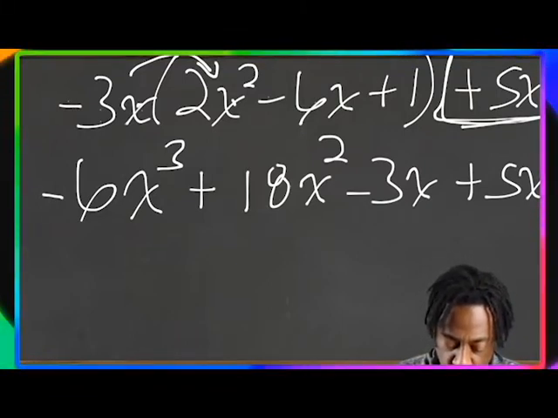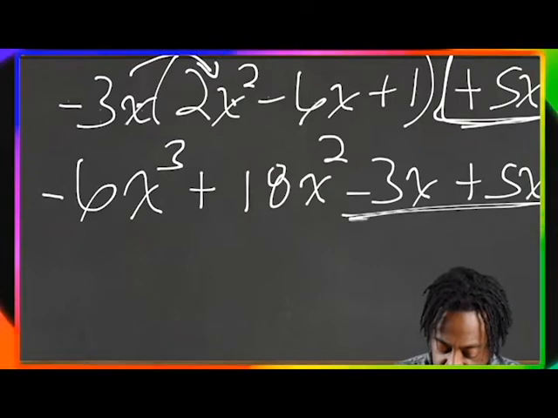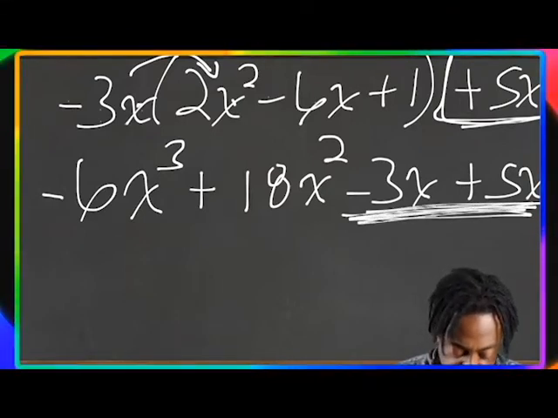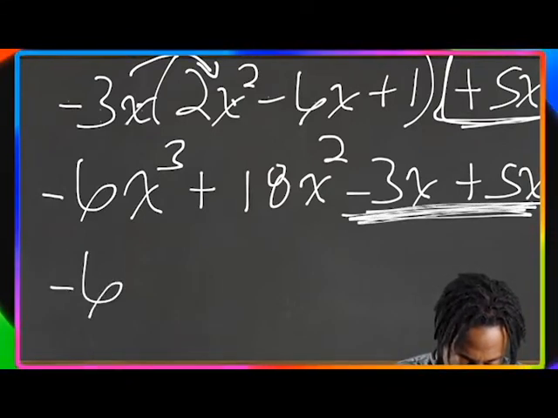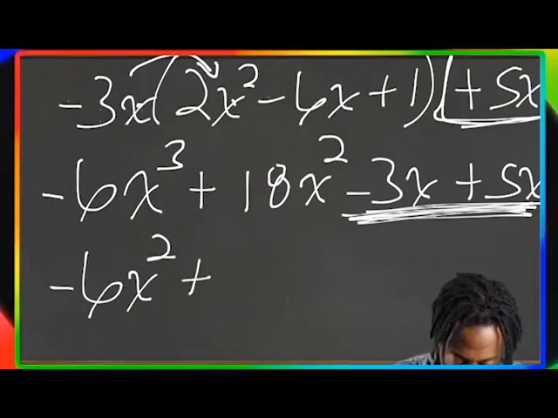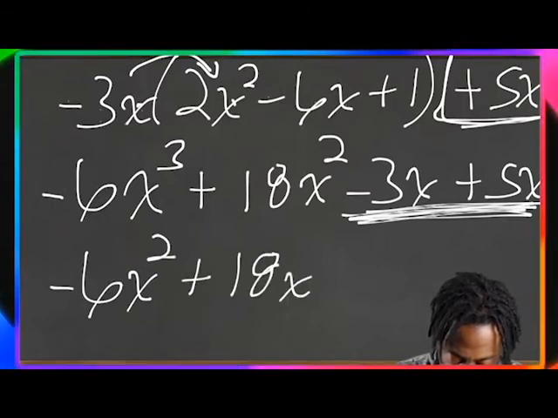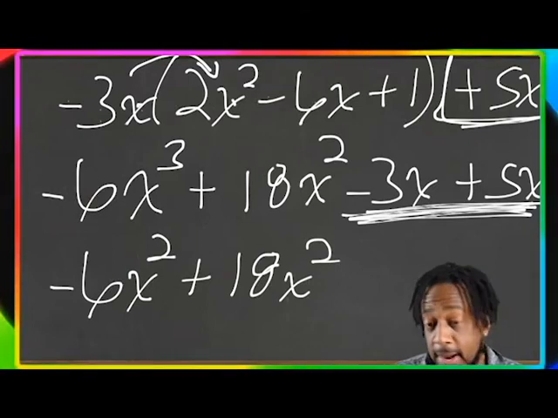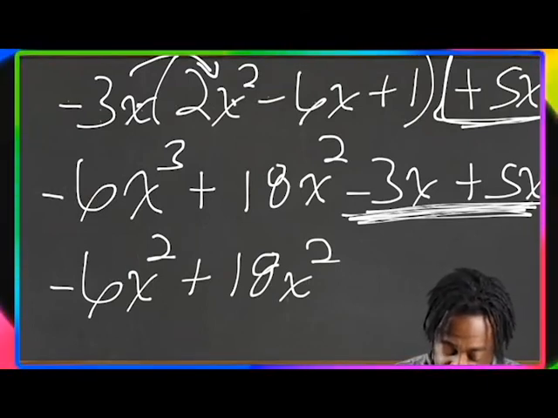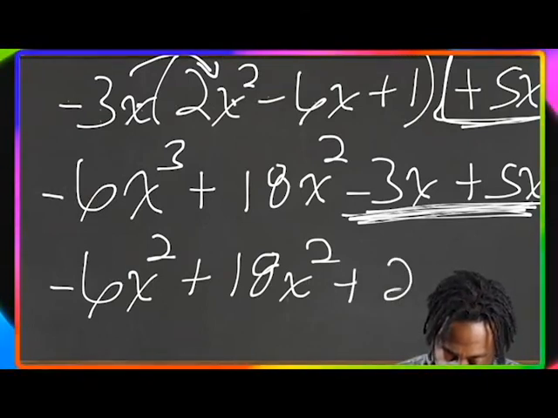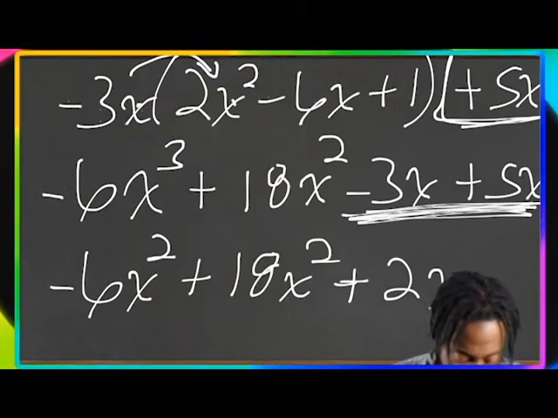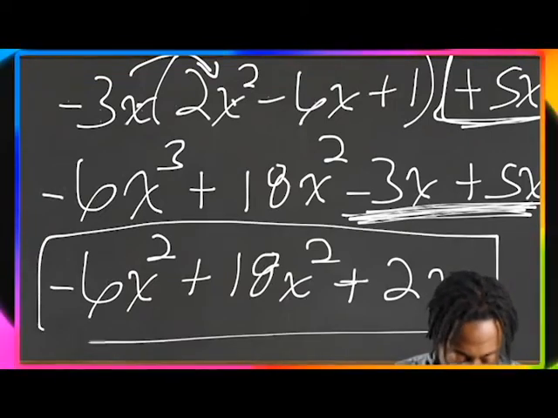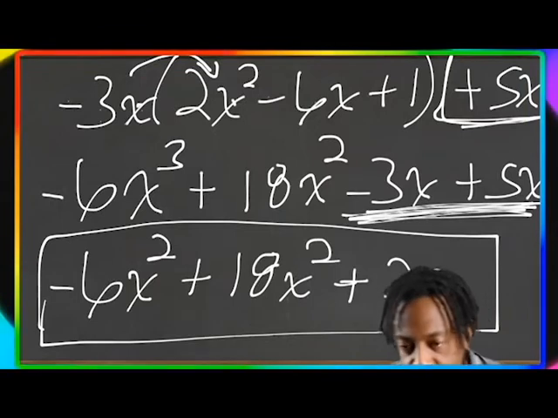Right? So where are my like terms? Right here. These are my like terms because they look alike. So we have negative 6x squared plus 18x squared. Is it minus or is it plus? 18 is bigger, so it's plus 12x squared. Then negative 3x plus 5x. 5 is bigger, it's plus 2x. Box it up because that's your answer and ship it out.